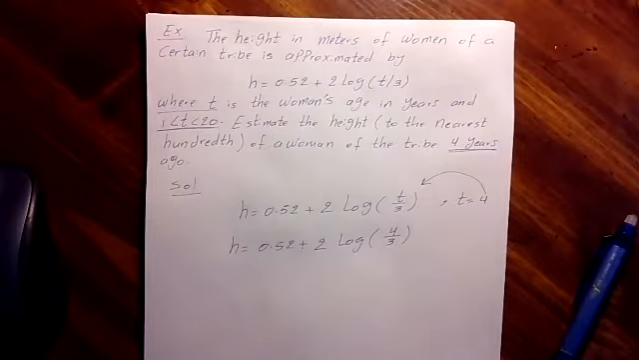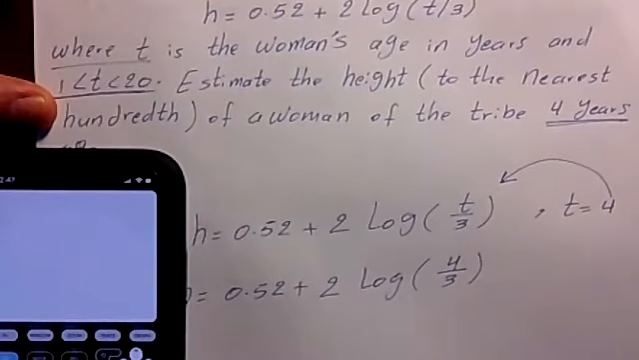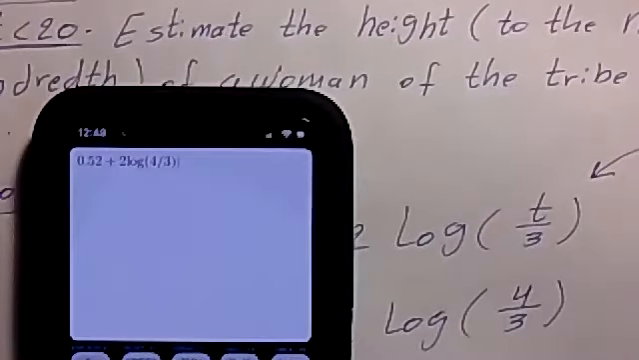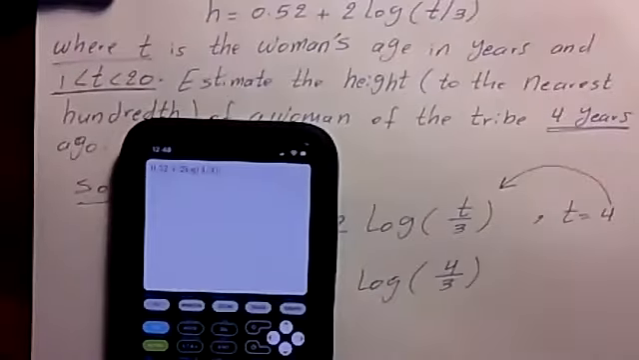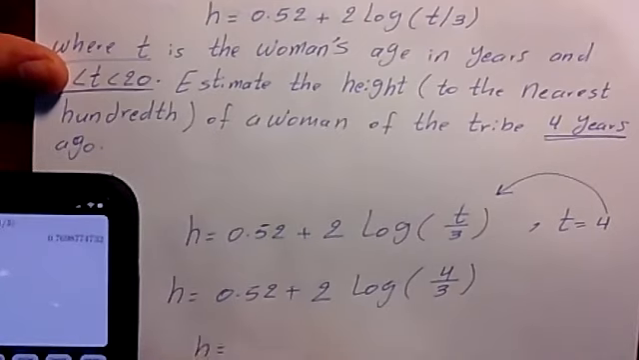So use the calculator. Don't make mistakes here. Let's mark this one. I'm going to plug in everything here: 0.52, plus, 2 log of 4 divided by 3, close the parentheses. I didn't do anything new. I just plug everything into the calculator. 0.52 plus 2 log of 4 divided by 3, close the parentheses. How much is the result going to be? It's going to be h equal 0.7698.